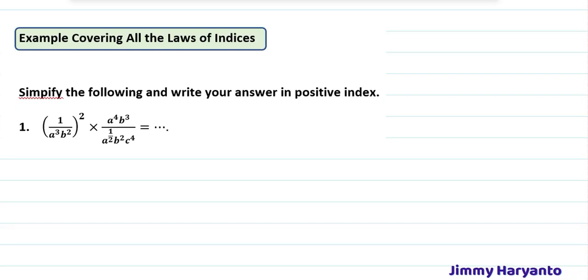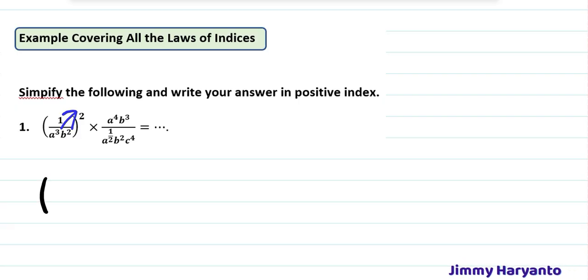Yeah, so first, inside the brackets, we cannot do anything because we cannot multiply the a to the power of 3 with b to the power of 2. So I think you better bring the 2 inside the brackets. Yes, this is the tenth property, the eleventh property.